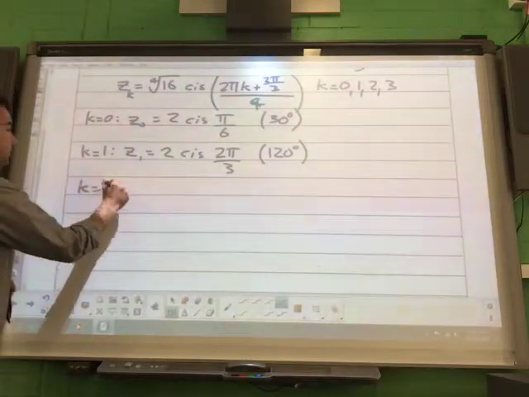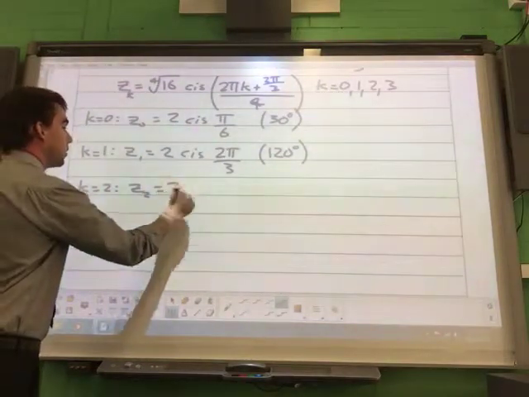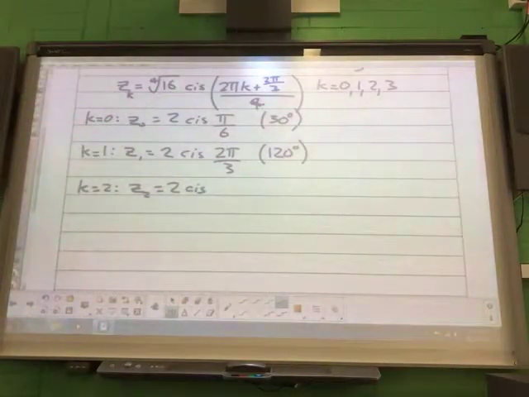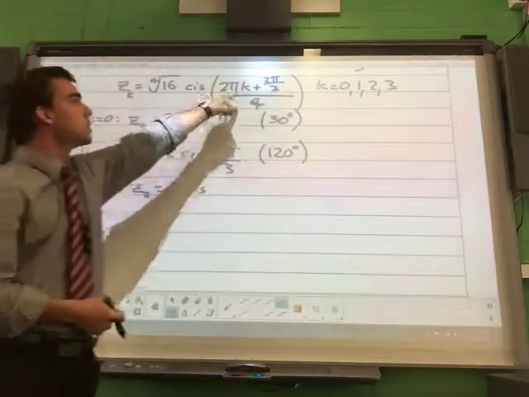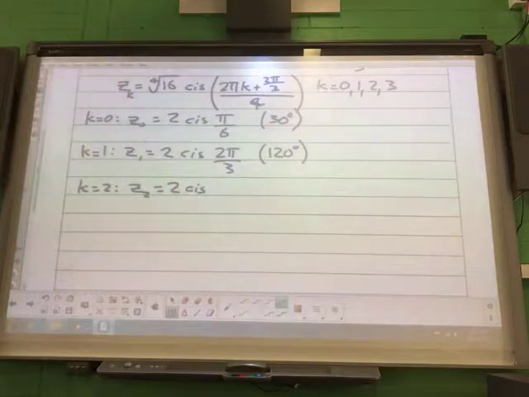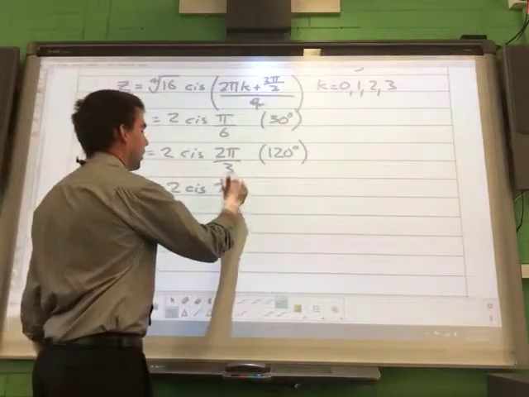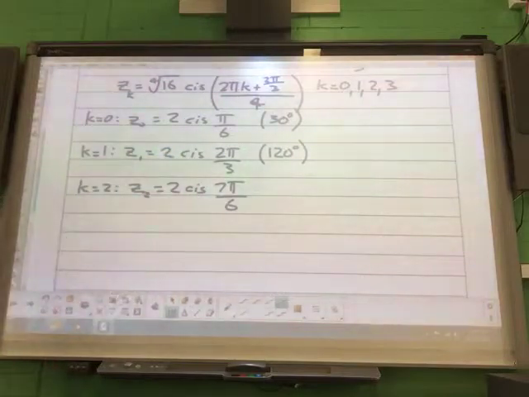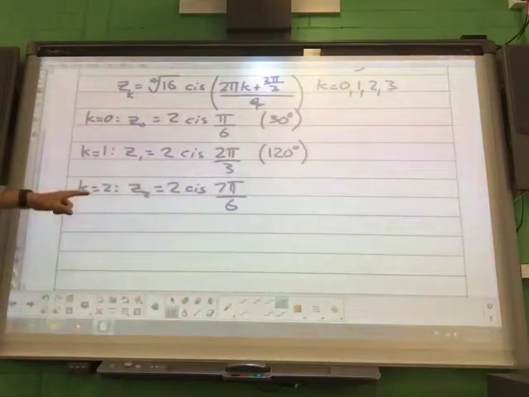So, K is 2. So, Z2 is going to be 2. I know that 120 plus 90 is going to be 210. So that's my check when I do the answer. So, we've got 4 pi plus 2 pi on 3. K is 2, so we've got 4 pi. So, 12 pi on 3 plus 2 pi on 3. So, 14 pi on 3 all over 4. 14 pi on 12. 7 pi on 6. The pi on 6 is 30. 30 times 7 is 210. So you can do it that way if you've got that theory.